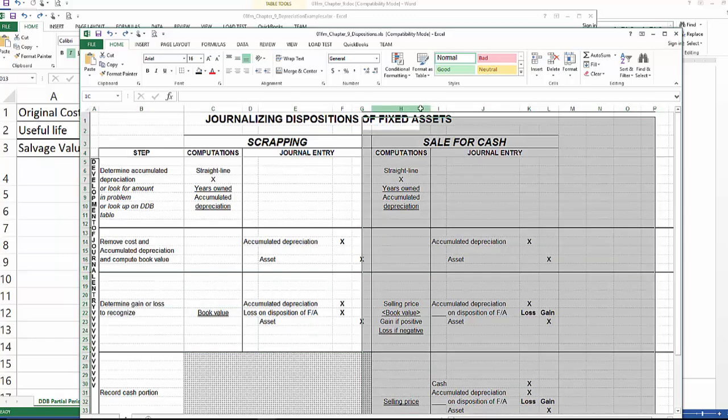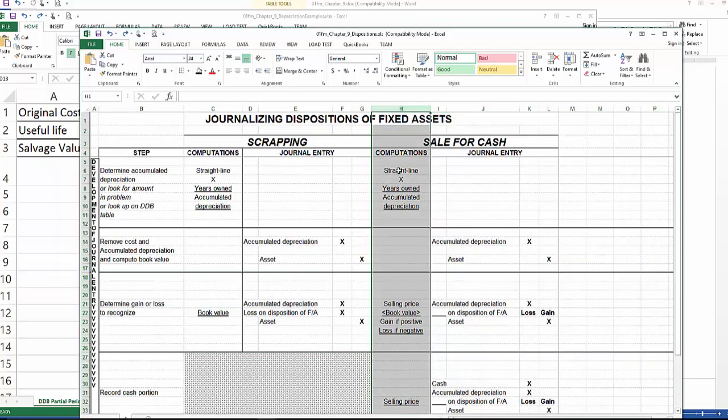However, when you have a sale for cash, you still have the same process of figuring out your accumulated depreciation, determining the book value based on the difference between that and the asset's cost, and then you have some actual selling price from which you subtract that book value you computed to figure out whether you had a gain if positive or a loss if negative. If it's a gain, then you'll credit an account called gain on disposition of plant assets, and if it's a loss, you'll debit an account called loss on disposition of plant or fixed assets. And again, credit the asset like you were going to up above.